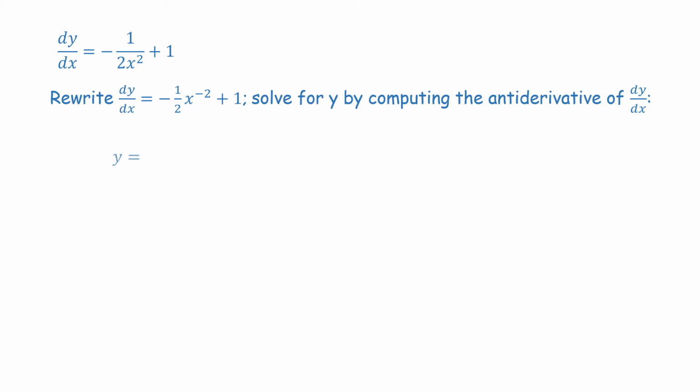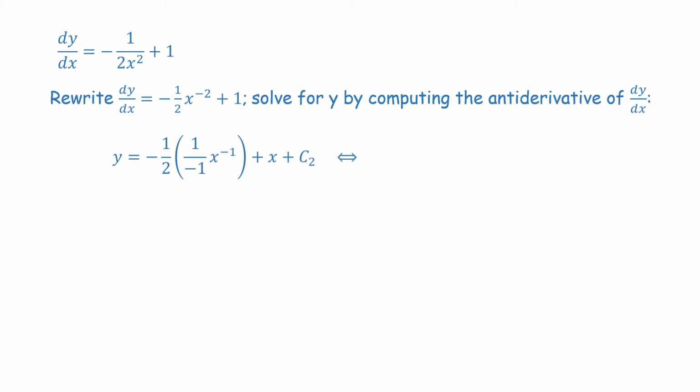So y would be equal to the negative 1/2, the constant stays put. Then you've got 1 over the power plus 1. Negative 2 plus 1 is negative 1. x to the existing power plus 1. Negative 2 plus 1 is negative 1. Plus the antiderivative of 1 is x. Plus, don't forget, the constant. We'll call this one c sub 2.